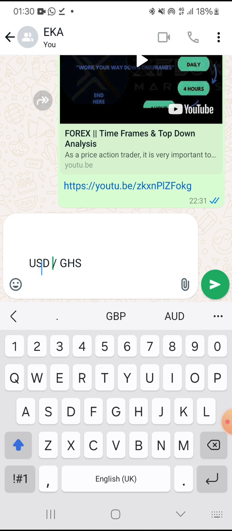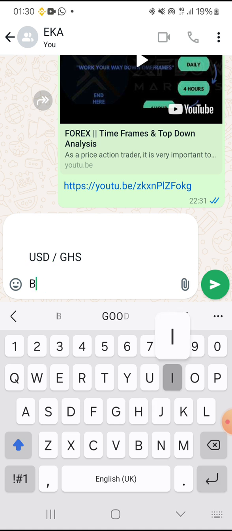You have cedis and you want to buy dollars from the bank. So the bank will sell the dollar to you at 15 Ghana cedis. That is the highest price you are willing to pay for the US dollar. So in this case, the US dollar becomes the bid. The bid.